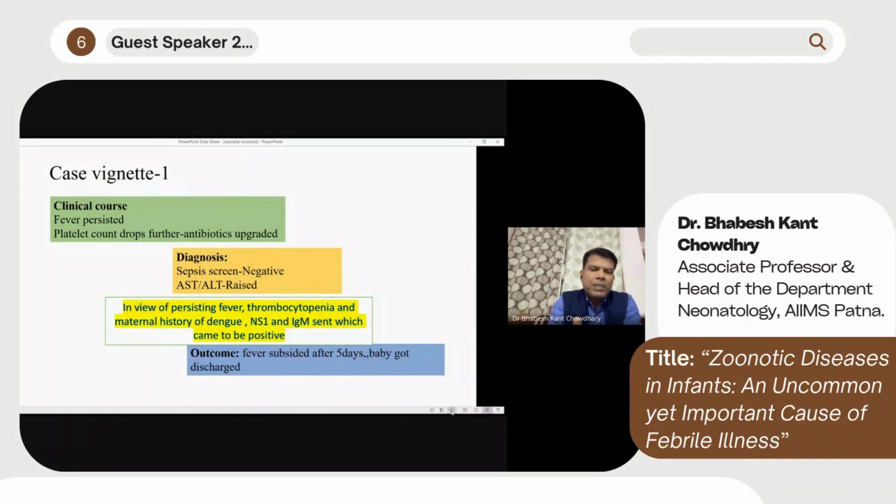In view of this persistent fever, thrombocytopenia, and maternal history of dengue, we sent NS1 and IgM for dengue, but as a differential diagnosis, not as the primary focus, and it came out positive. Once NS1 and IgM came positive for dengue, we stopped antibiotics confidently and gave supportive management, initially increasing IV fluid and later decreasing it. Gradually the fever subsided, and the baby improved and got discharged.